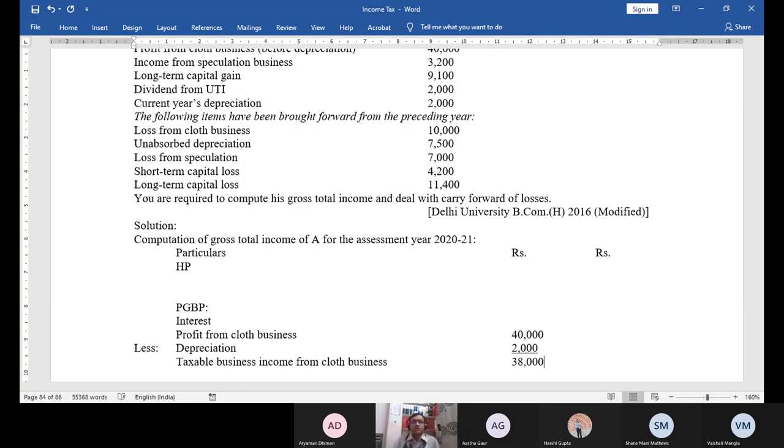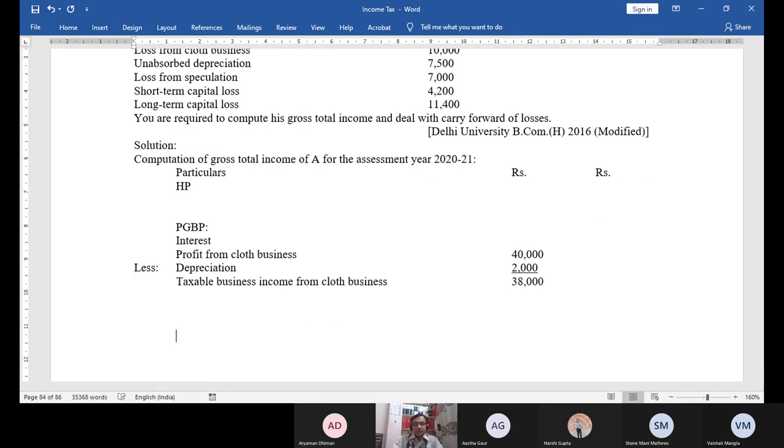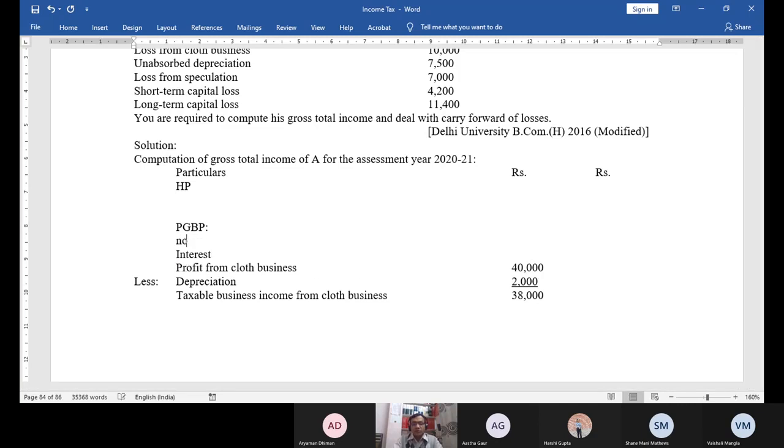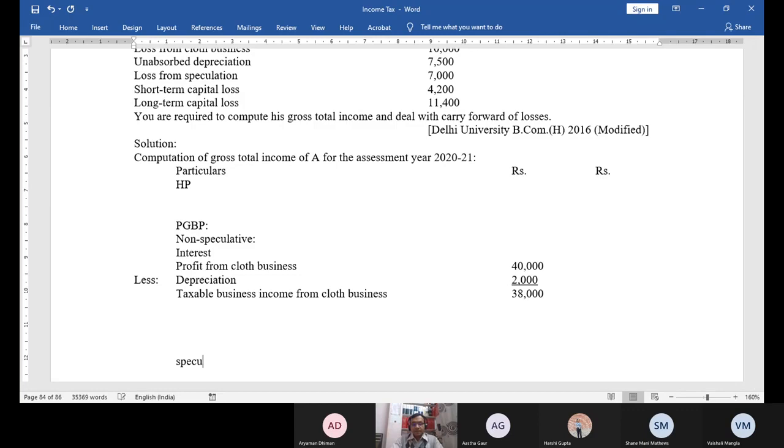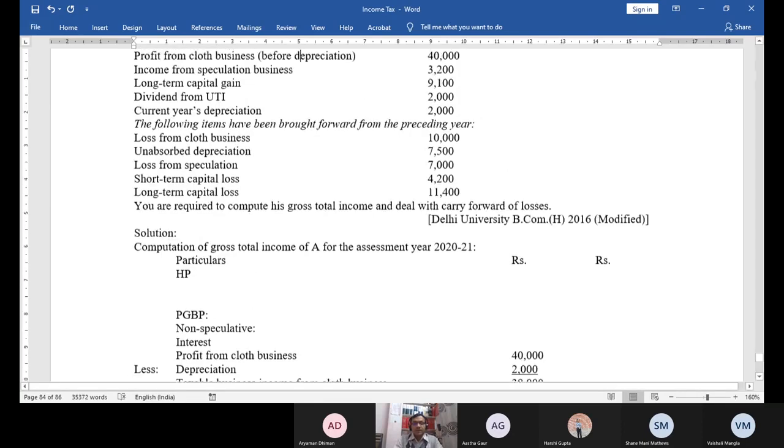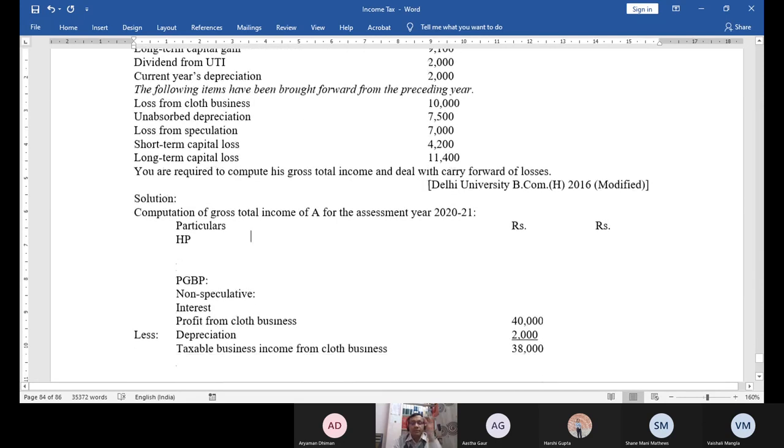Then income from speculation business, that is also PGBP, but I will leave some lines blank because this interest of partnership and cloth business are all non-speculative, and speculative is another category. Leave some lines blank and then write. Speculative business. How much is the profit? Income is 100, but I'm not writing it anywhere because I do not know in which column I will write.